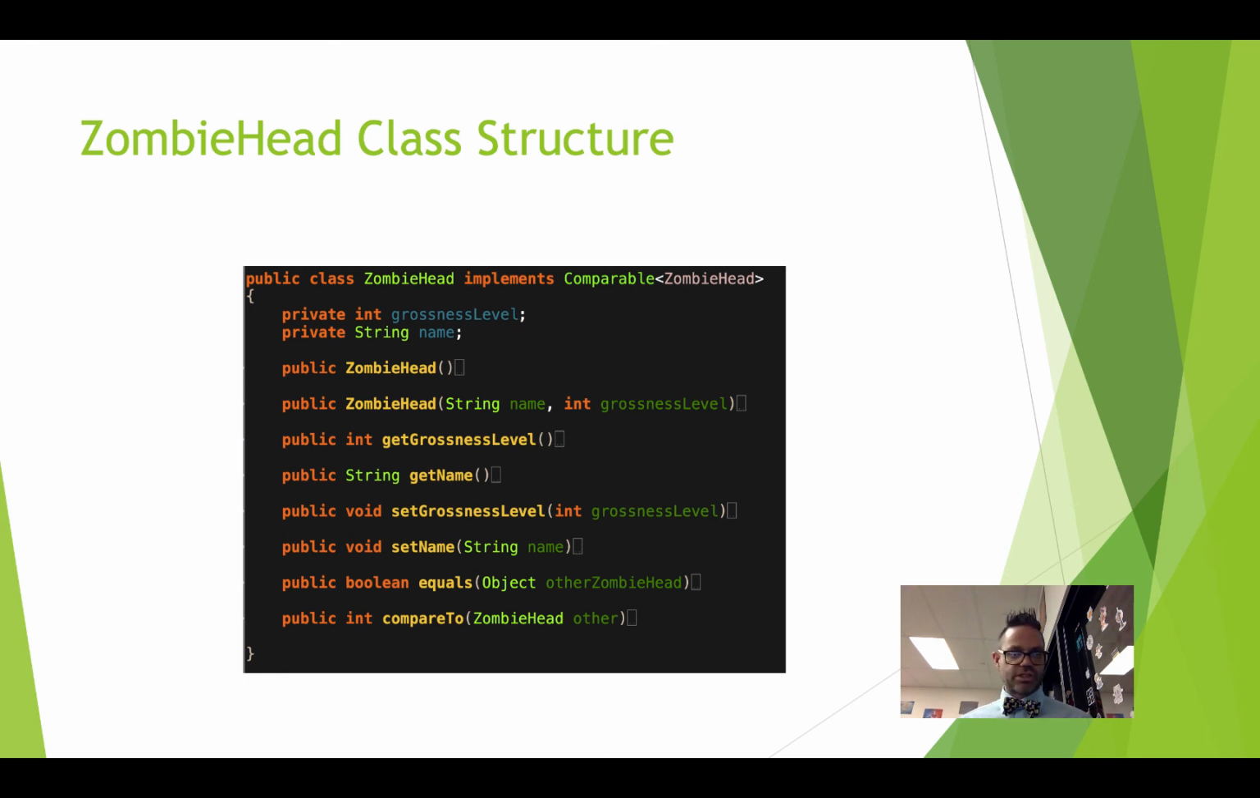And as you can see, it's just a really simple class. It has a ZombieHead constructor, like a second constructor with an overriding name and a value. And then we have our getters and setters that go automatically, just working regular basic stuff. And then finally, we have our .equals and .compareTo methods. And that's all it takes to make that ZombieHead class structure work.